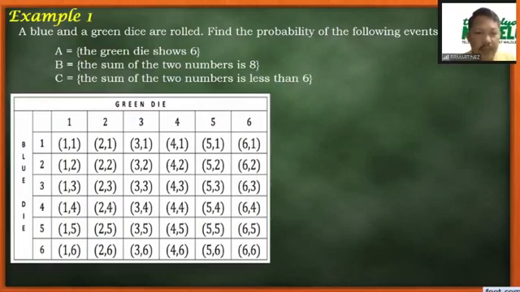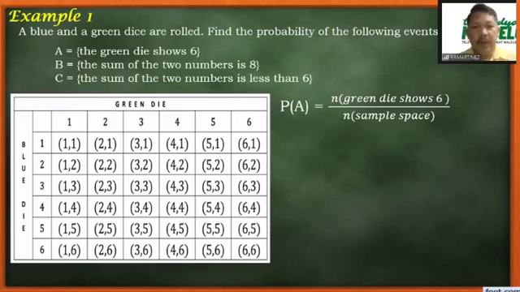Now, let us try to answer this given example. I have here the table which represents the green die, which is 1, 2, 3, 4, 5, and 6, and the blue die, which is represented by 1, 2, 3, 4, 5, and 6. There are 6 because a die has 6 faces. Now, what is the probability of getting the green die shows 6 all over the number of the sample space? By doing that, we have 6 over 36 equals 1 over 6.